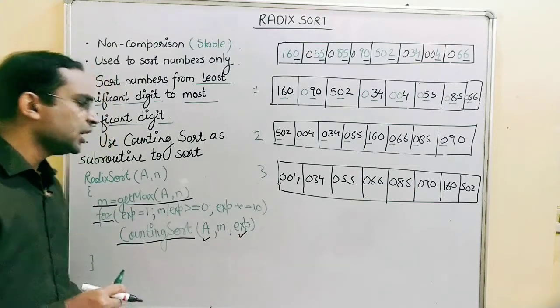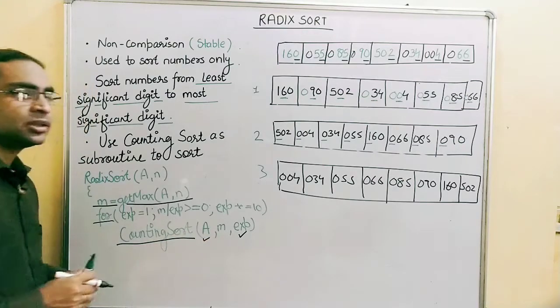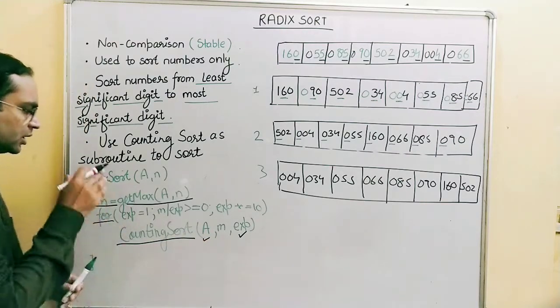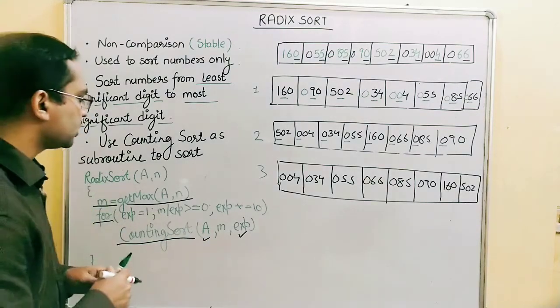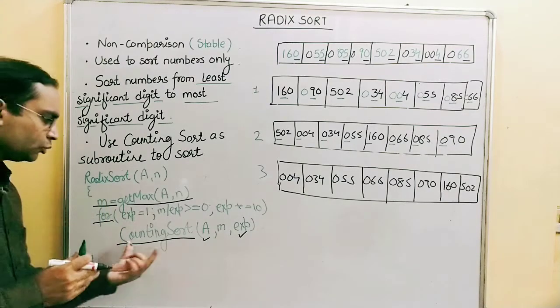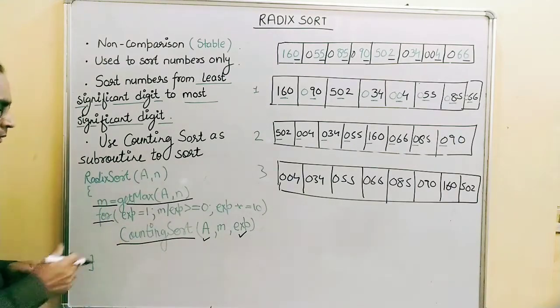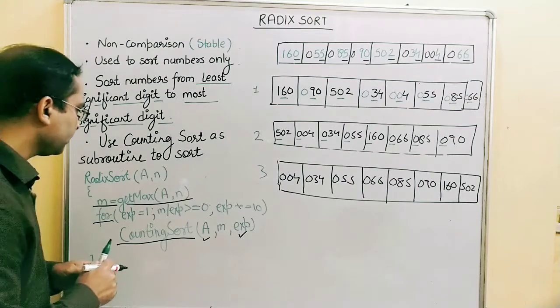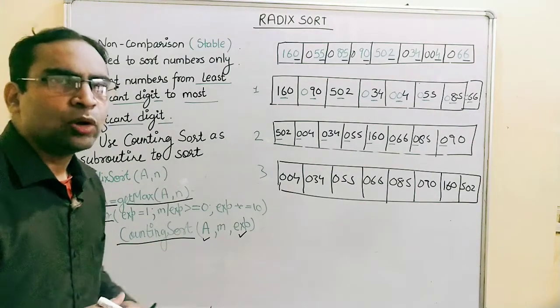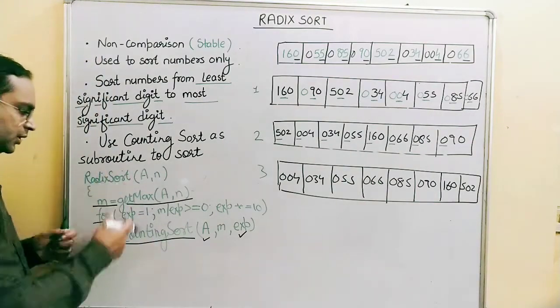So this exp will give us the base and this m will give us the maximum number. So this is how the Radix sort algorithm works. This is a simple algorithm. You can go and watch the counting sort video for the details of counting sort. So now let's discuss the time complexity of Radix sort with the help of this algorithm.